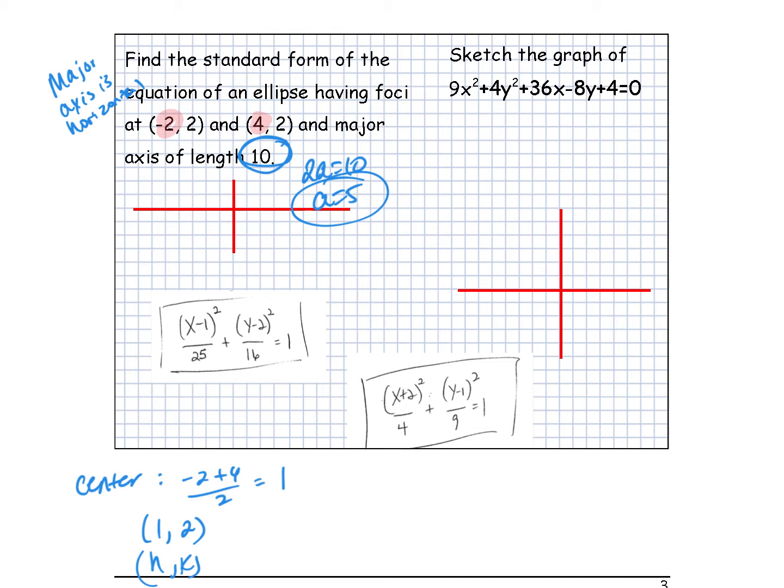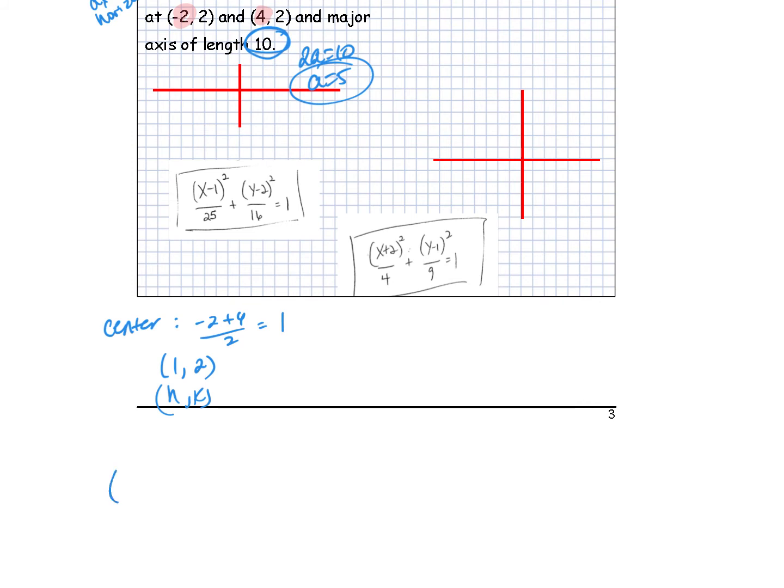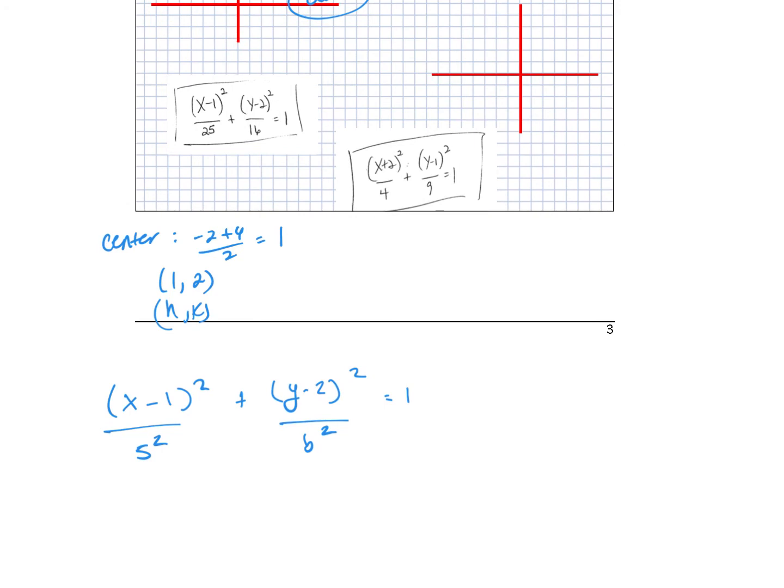What else do we have? Let's fill in what we know. We know we have an h, so we know we have an x minus 1. We know we have a k, a y minus 2. It's going to equal 1, so we're going to get there. We need an a squared and a b squared. What do we know so far? We know the a squared, so we know 5 squared can go there. We need a b squared. Bring it back to the Pythagorean theorem. In order to find the b squared, we also need a c squared. Do we have information about the c? Go back to the beginning, the notes. What does c stand for?